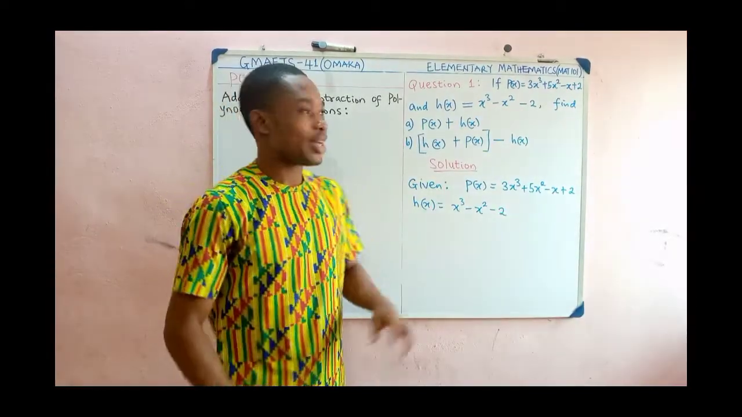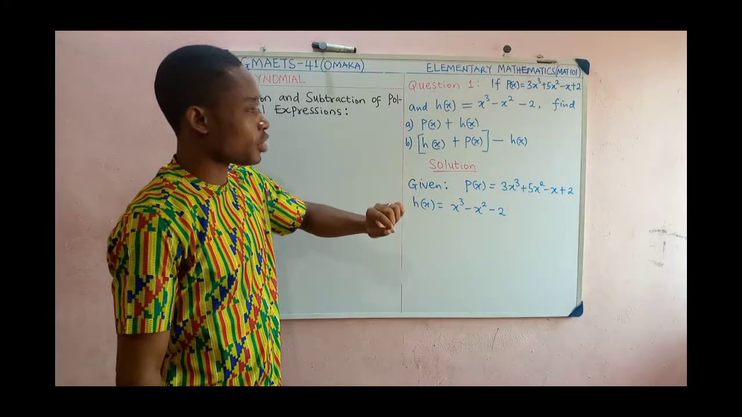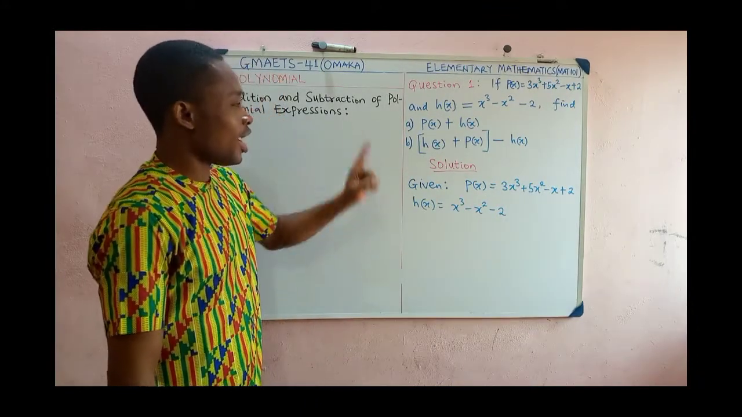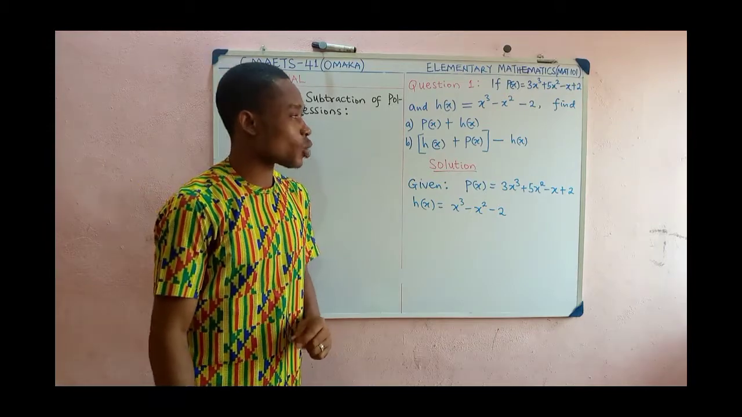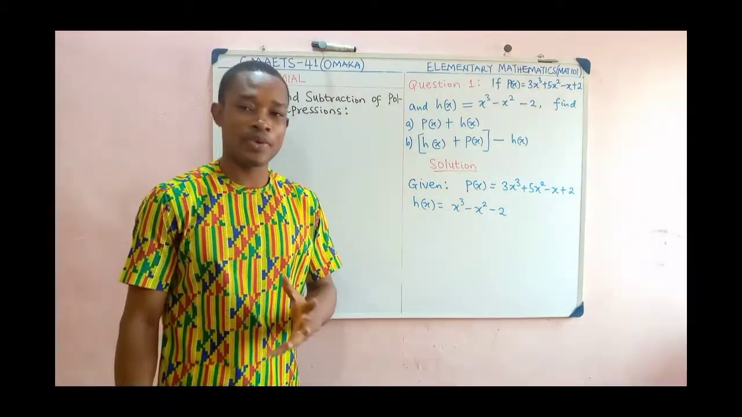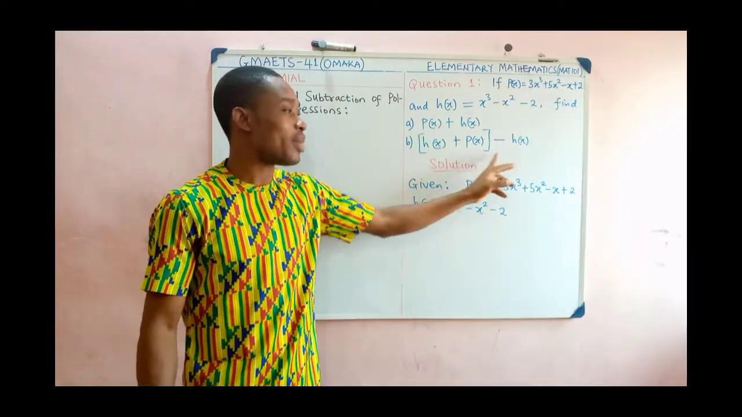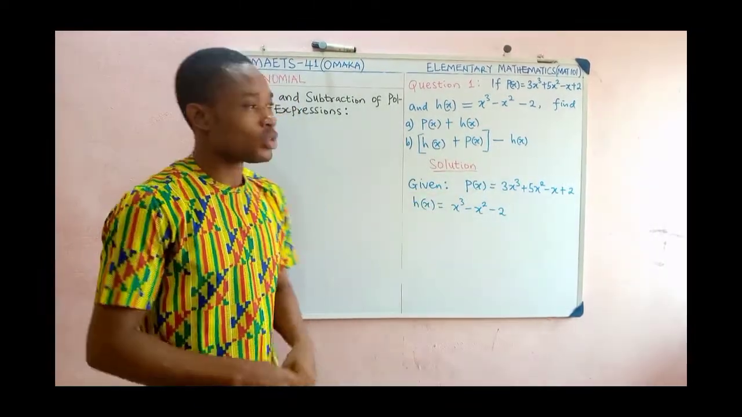We have this question on the board we want to look at. If p of x is equal to 3x raised to the power 3 plus 5x raised to the power 2 minus x plus 2, and h of x equal to x cubed minus x squared minus 2, find a, p of x plus h of x, b, h of x plus p of x minus h of x. Now how do we approach this question?